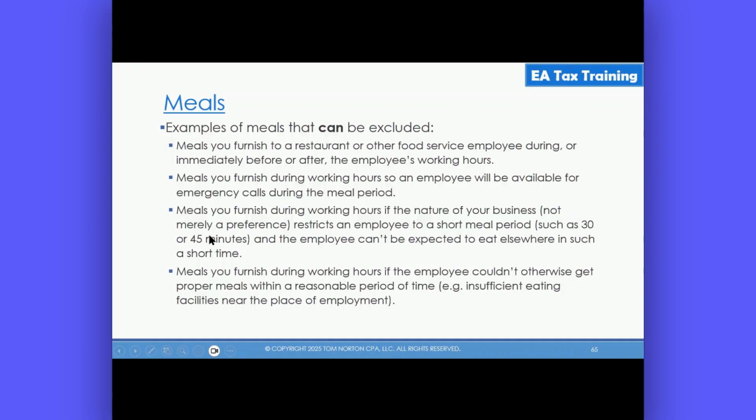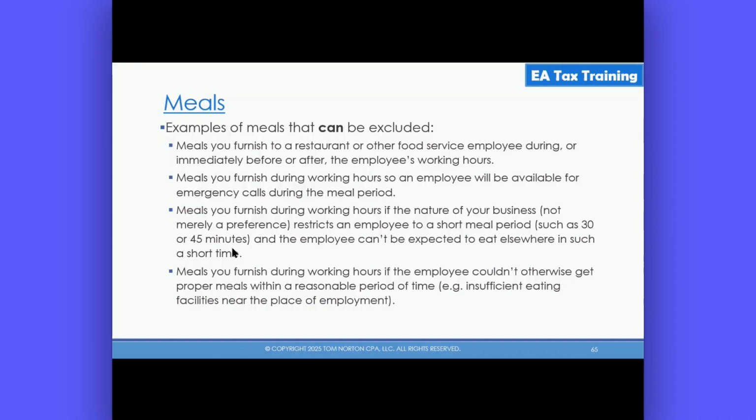You can exclude those. Meals you furnish during working hours if the nature of your business restricts an employee to a short meal period, such as 30 or 45 minutes, and the employee can't be expected to eat elsewhere in such a short time. In other words, they only have half an hour and they can't really run out to a restaurant, order, eat, come back in 30 minutes. So if you provide them a meal, you can exclude it.